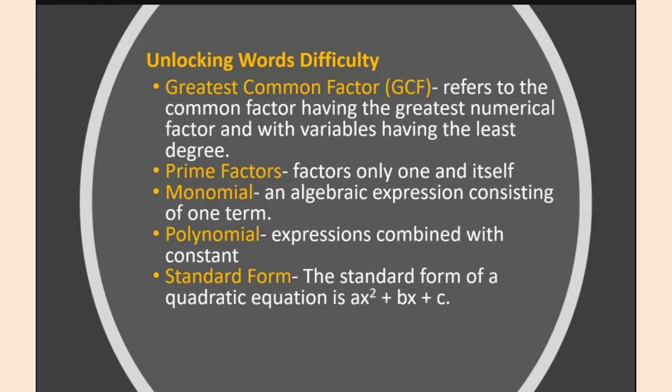Next is the prime factors. Prime factors: only one and itself. Okay? So, which numbers have factors that are only 1 and themselves? For example, 3. The factors of 3 are only 1 and 3. 1 times 3, 3. There is no other number. How about 7? That is also a prime number, because the only factors of 7 are 1 and 7.